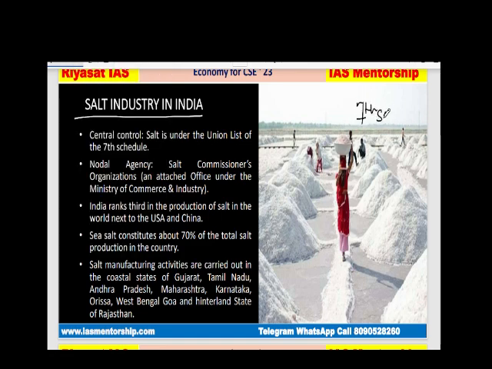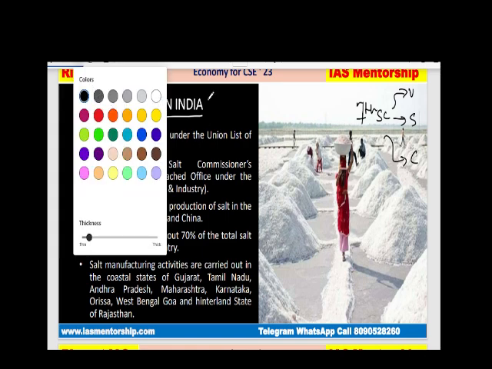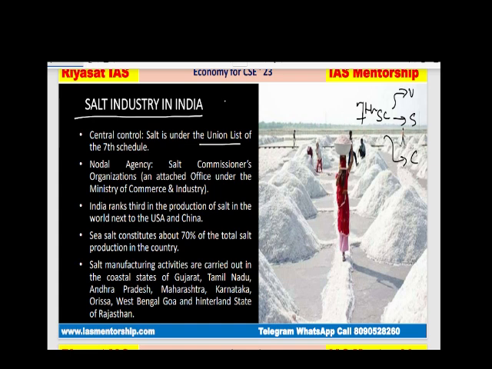and I hope that you know that in our seventh schedule, there are three lists: union list, state list, and concurrent list. Clear? And salt comes under union list. Okay? Means any laws we want to prepare, Parliament has the power to prepare anything under salt. Nodal agency for the salt industry is the Salt Commissioner organization that comes under the Ministry of Commerce and Industry. Very important fact that after US and China, India is third in the production of salt.